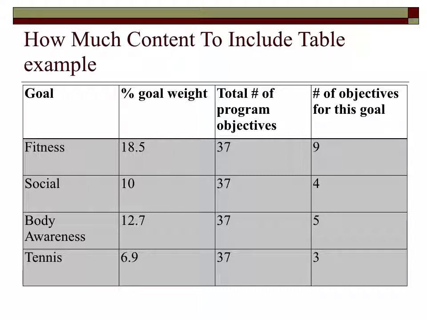That's where we have to do our cutoff. When we get to the 37 objectives, that's all we can cover. So we can only cover 9 objectives in the fitness area. We can only cover 4 objectives in the social area. We can only cover 5 objectives in the body awareness. We can only cover 3 objectives in the tennis.